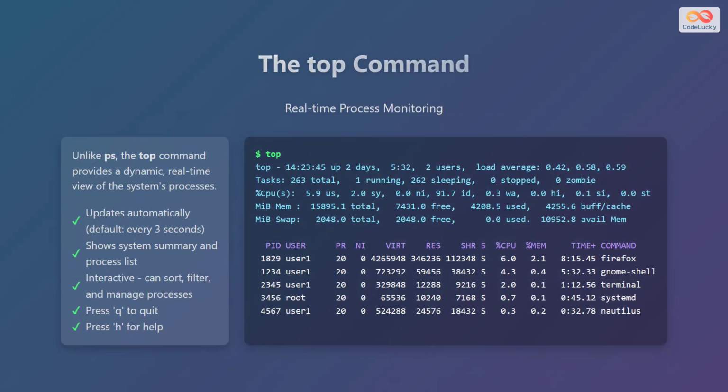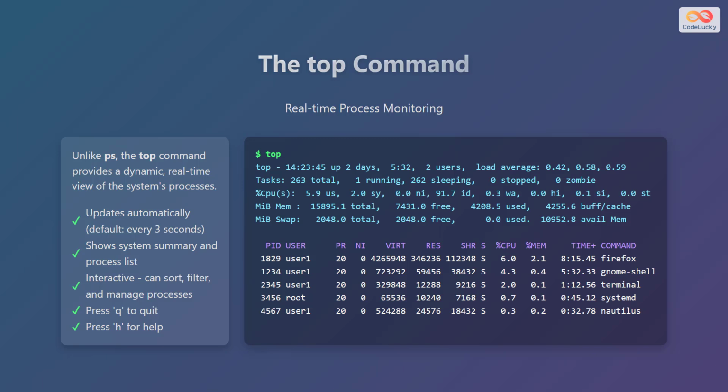Now let's explore the top command, which offers real-time process monitoring. Unlike the ps command, top provides a dynamic real-time view of the system's processes. The top command updates automatically every 3 seconds by default. It shows both the system summary and the process list. It is interactive, allowing users to sort, filter, and manage processes. You can press Q to quit and H for help.